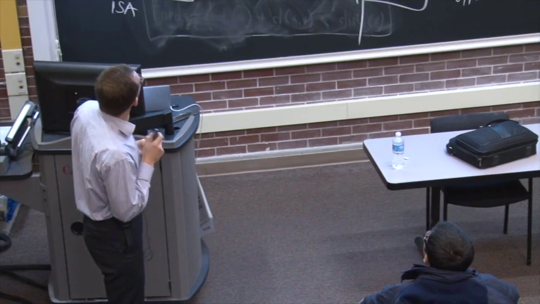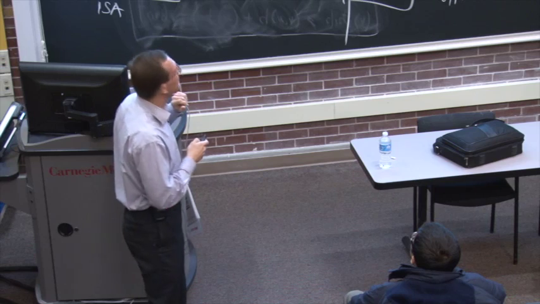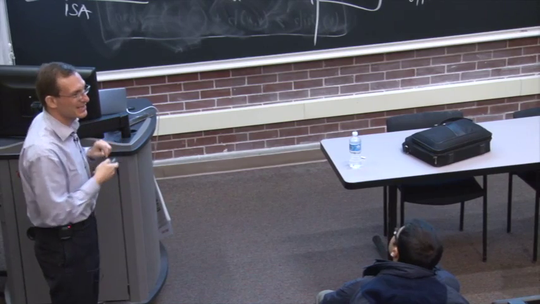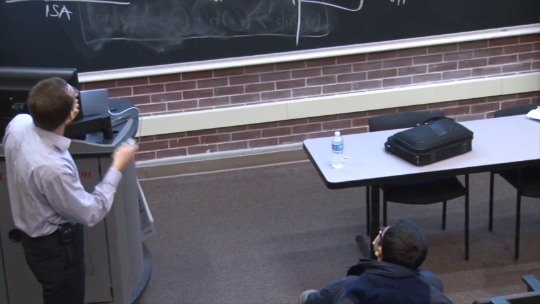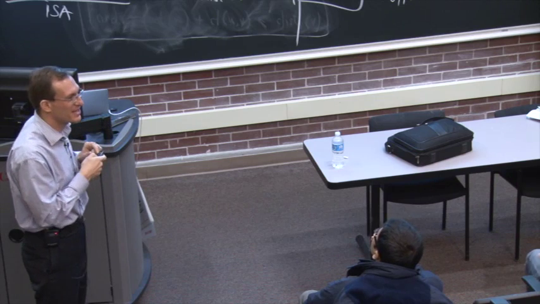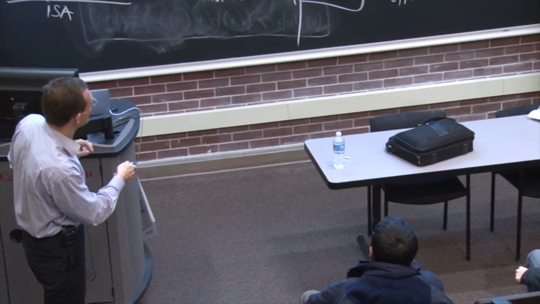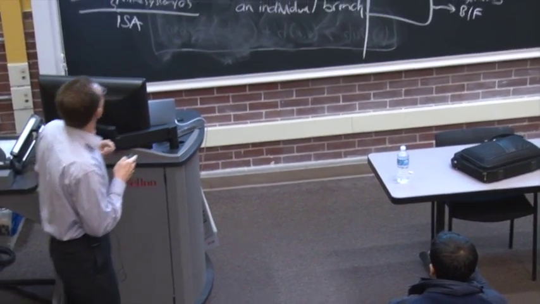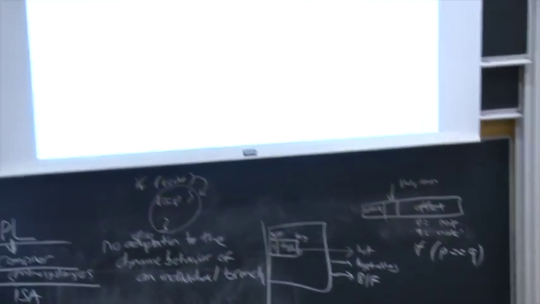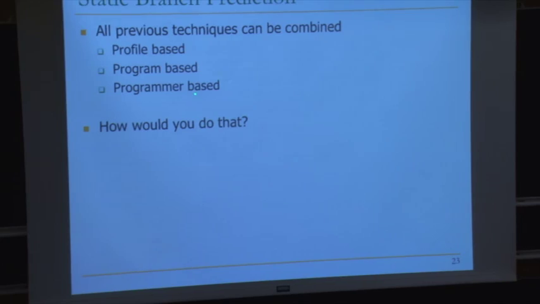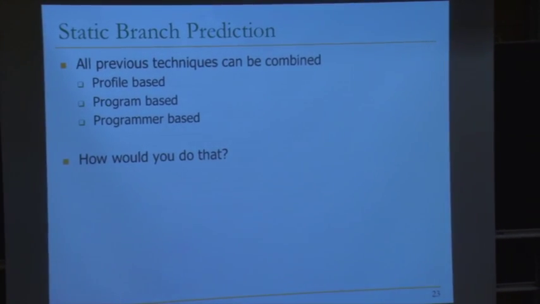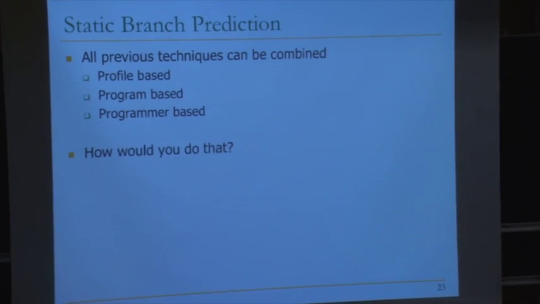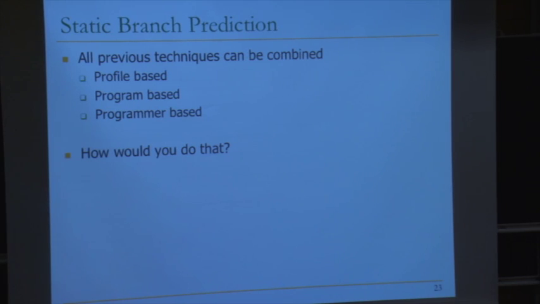Okay. So you probably realize this, but we've discussed 3 techniques for static branch prediction, and all 3 can be combined, right? You could do all: profile-based, program-based, or programmer-based, because they all use the same infrastructure, which is this instruction with a hint bit. The question is, how would you do that, right? Of course, if you do not have programmer information, now you're down to profile-based and program-based. But how do you combine these two? I don't expect you to answer this, but there are a lot of trade-offs associated with it.